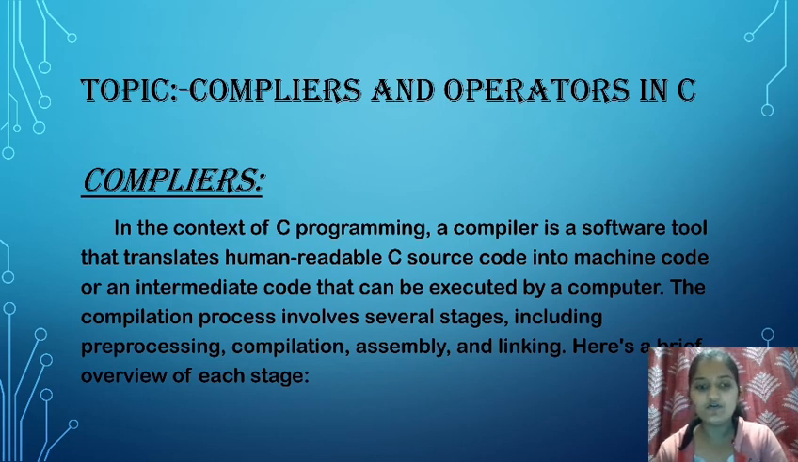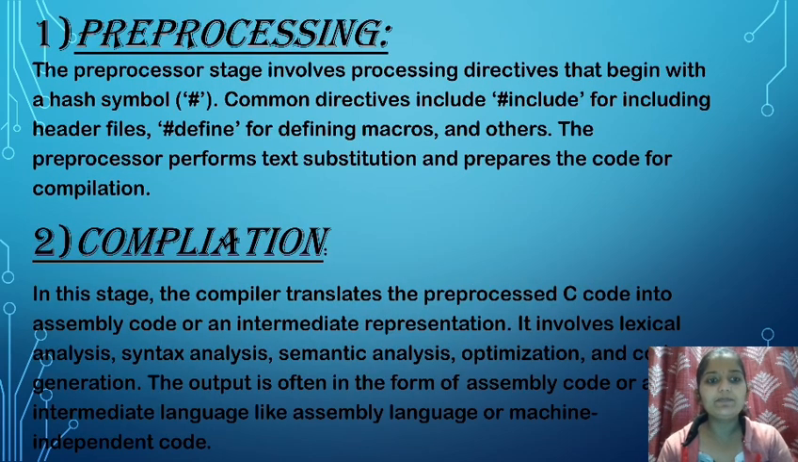The compilation process involves several stages including preprocessing, compilation, assembling, and linking. Here is a brief overview of each stage. One is preprocessing. The preprocessor stage involves processing directives that begin with hash symbol. Common directives include #include for including header files, #define for defining macros, and others. The preprocessor performs text substitution and prepares the code for compilation.